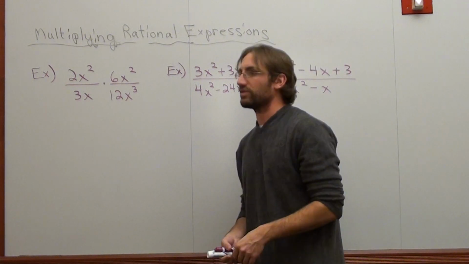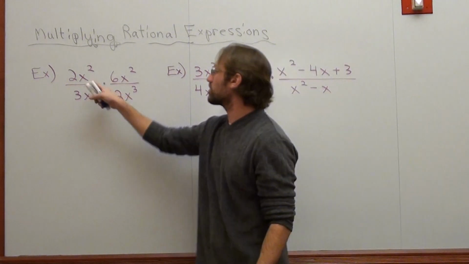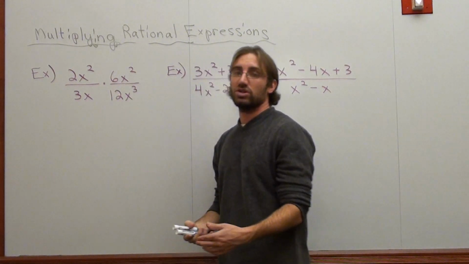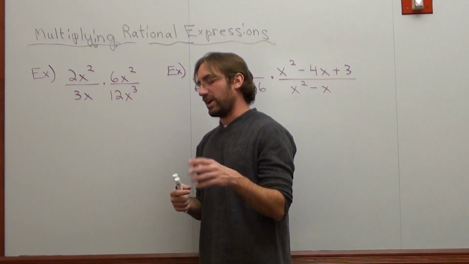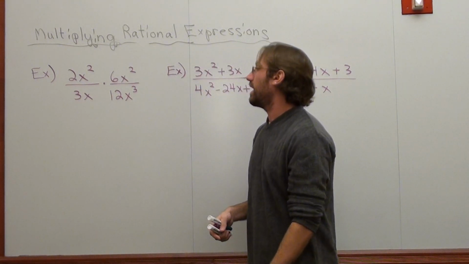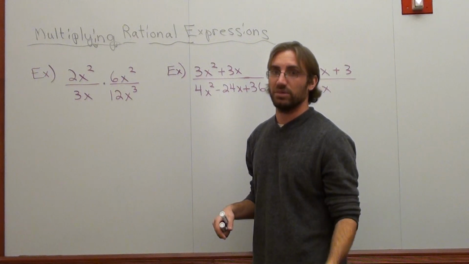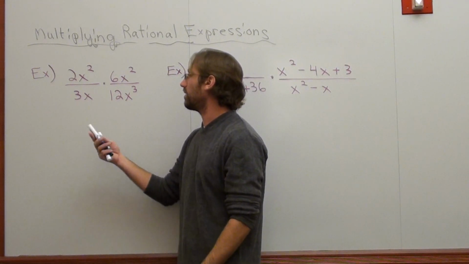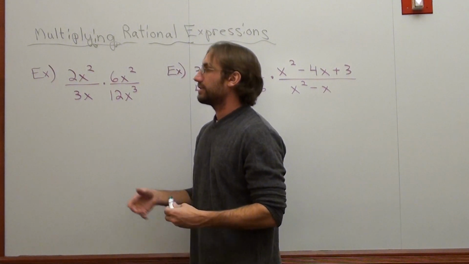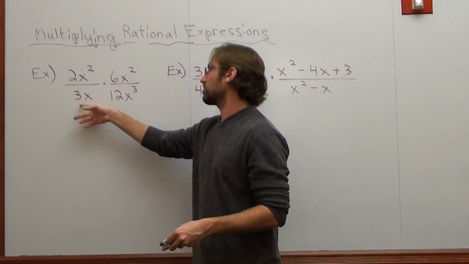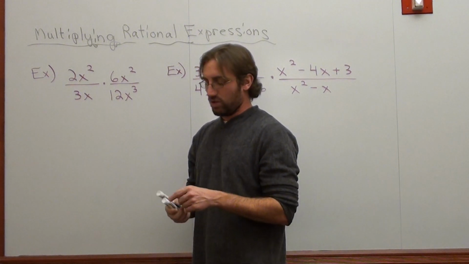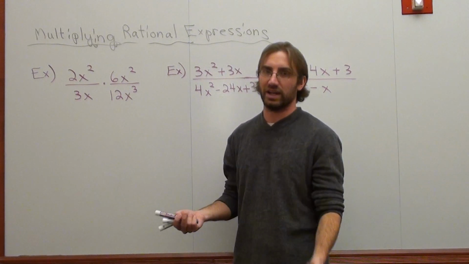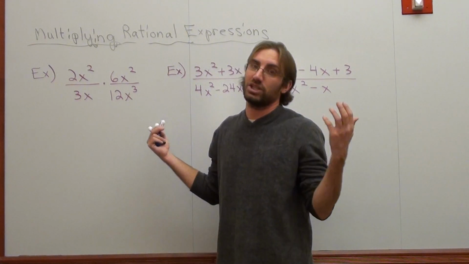So let's see how to do this first one. I've got 2x squared over 3x times 6x squared over 12x cubed. And what you can do is you can start factoring. Not factoring, pardon me, cross-canceling. I would recommend that you don't cross-cancel the variables, and I'll just show you a really quick reason why I don't think you should. So here we go. I can cross-cancel the 2 and the 12, the 6 and the 12, the 3 and the 6. It doesn't matter. What I find generally is more helpful for students is not cross-canceling because then they can keep track of it easier. I don't know why, it just is.